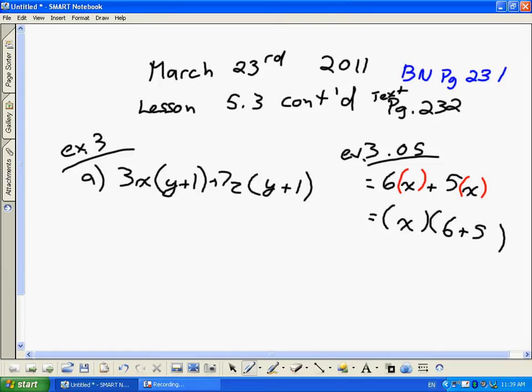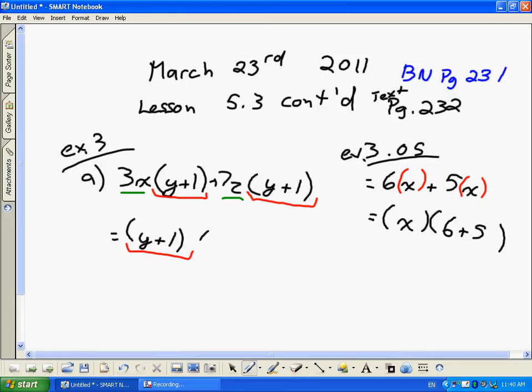But the idea there, guys, is I want you to look at our y plus 1 and our y plus 1 as a common factor. So this is a common factor, just like the x was a common factor in our other example. Instead of just taking x out, I'm going to take out an entire bracket, because there is a bracket attached to both our 3x and our 7z. So on my next line, I'm going to rewrite it as the common factor, y plus 1. I've taken that factor out.